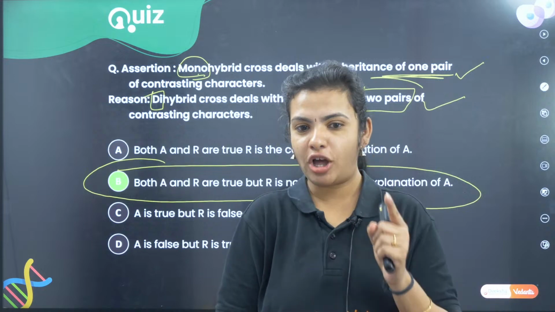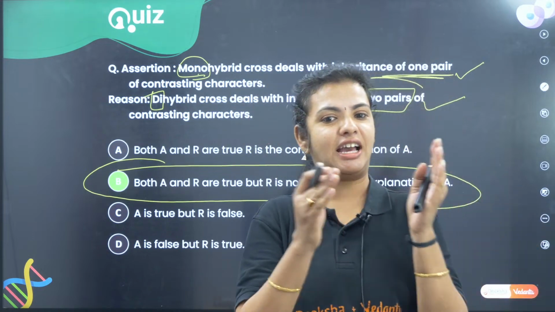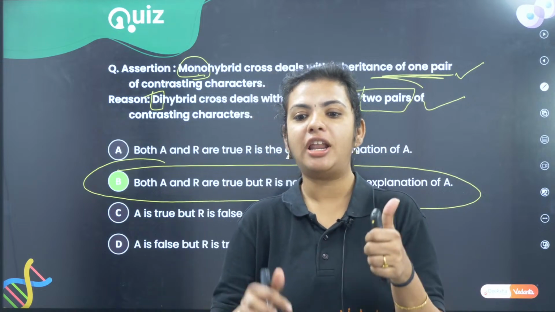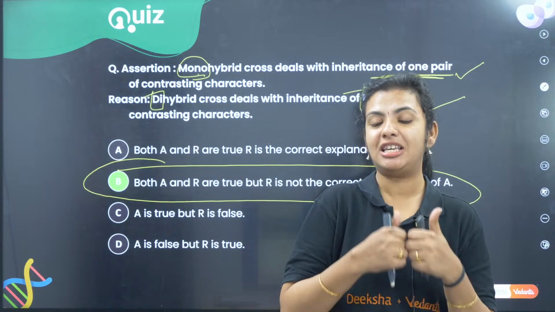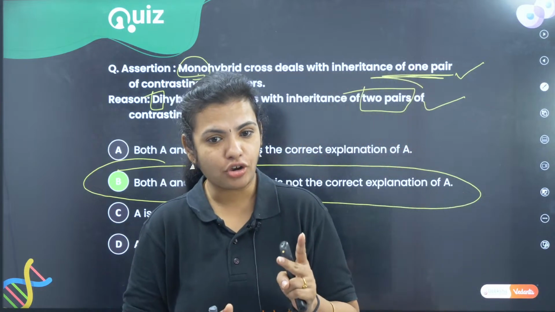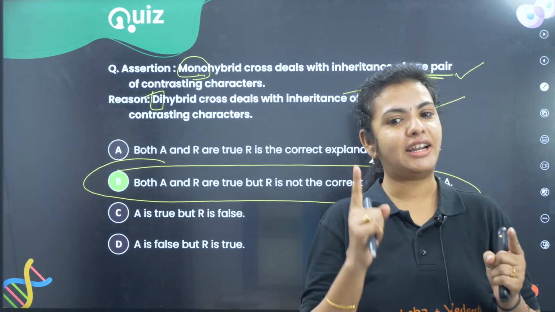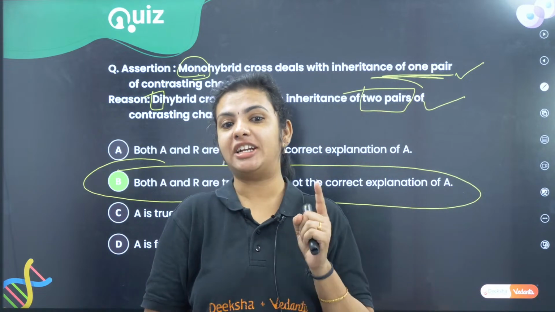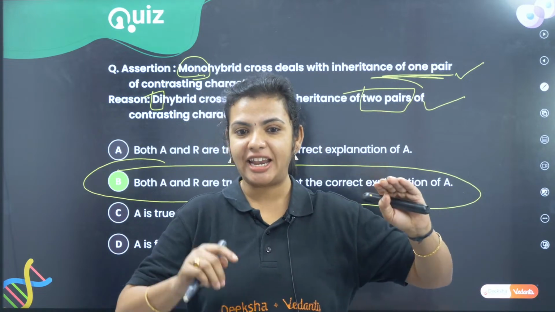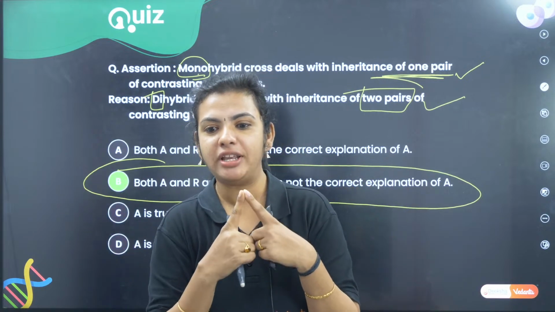Okay. So monohybrid means Mendel has taken only one pair of contrasting characters and he has crossed tall and dwarf. Yes, Danush, you have got it right. Dihybrid means he has taken two pairs of contrasting characters and he has crossed, that is round yellow and wrinkled green. Correct? But there is no link between the two. Mono is correct, di is correct, but there is no link between the two.